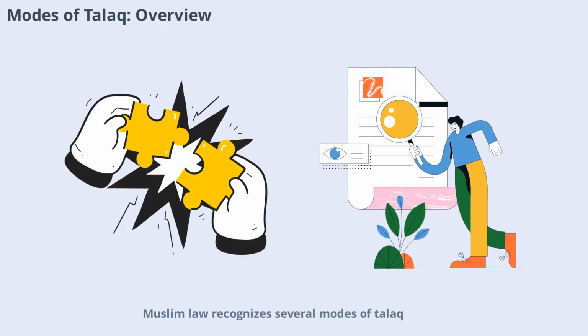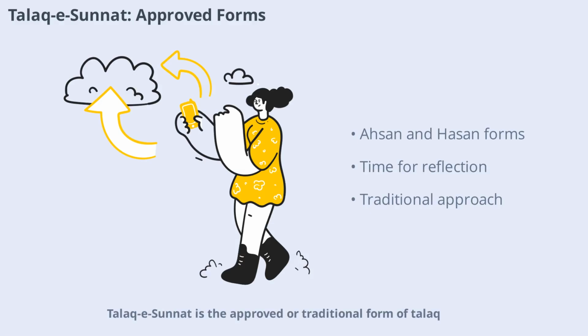Muslim law recognizes several modes of talaq, broadly classified into talaq by the husband, by mutual consent, and by judicial decree. Each mode has its own procedures and safeguards, ensuring that divorce is not taken lightly and that both parties' rights are protected. Talaq-e-Sunnat is the approved or traditional form of talaq in line with the teachings of Prophet Muhammad. It includes two subtypes, Ahsan Talaq and Hasan Talaq. Both forms are designed to allow time for reflection and possible reconciliation, emphasizing the seriousness of divorce.